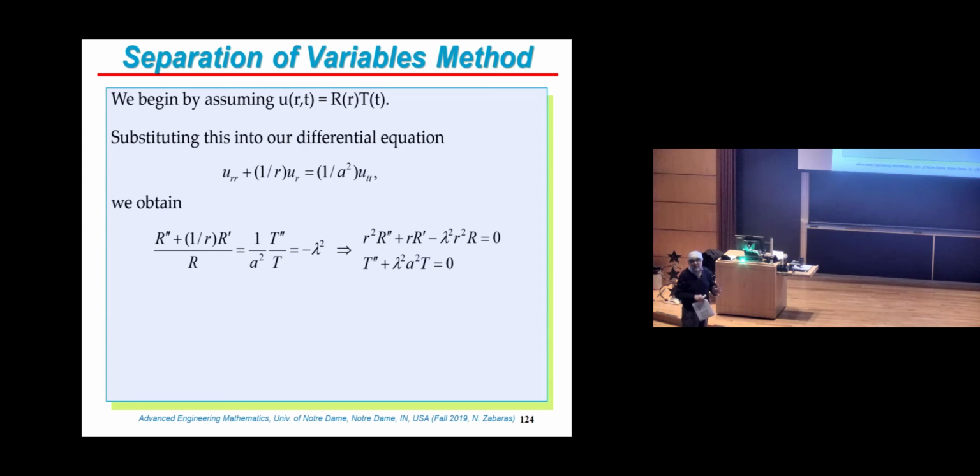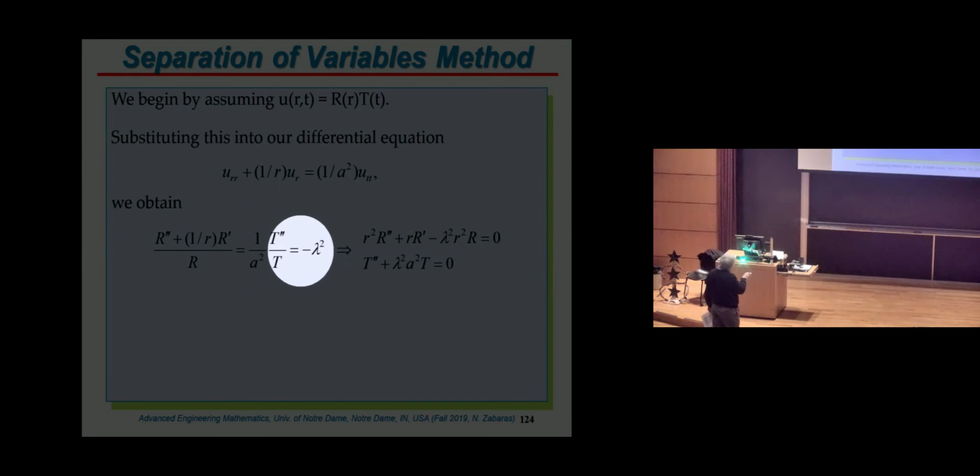And if you're lucky, only one case will work, the other ones will give you 0. But try it, just to convince yourself, because sometimes you can have a problem with lambda equal to 0 that gives you an eigenfunction that is not 0. We have done that before, okay? But here we set it equal to minus lambda squared. So the equation for capital R looks like that. The equation for capital T looks like that.